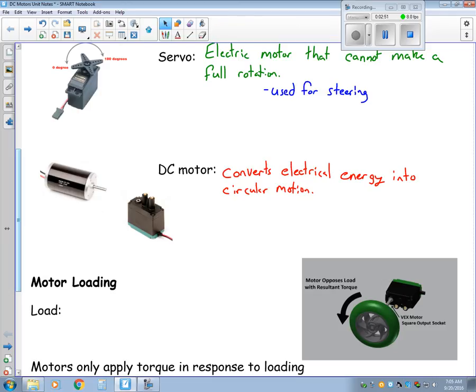So just to reiterate then, DC is for direct, and AC is for alternating. They do make AC electric motors. Those do exist. But for us, since we're using batteries, we're going to stick with DC.